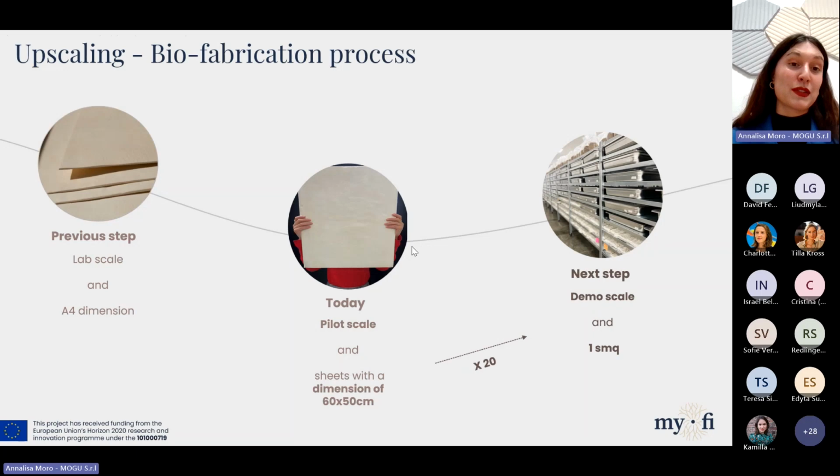Concerning the upscaling of the biofabrication process, we started at a lab scale, as many European projects, with a dimension of our sheet and of our material produced that was quite small. And today we are at pilot scale, where we are producing more material, and also the dimension of the sheet that we are producing has increased in comparison to the beginning of the process. But what is really nice and cool is that the next step will be a demo scale. So we will produce 20 times the quantity that we are producing now, and also we will produce 1 square meter per week. So also the dimension of the sheet that we are producing will increase.